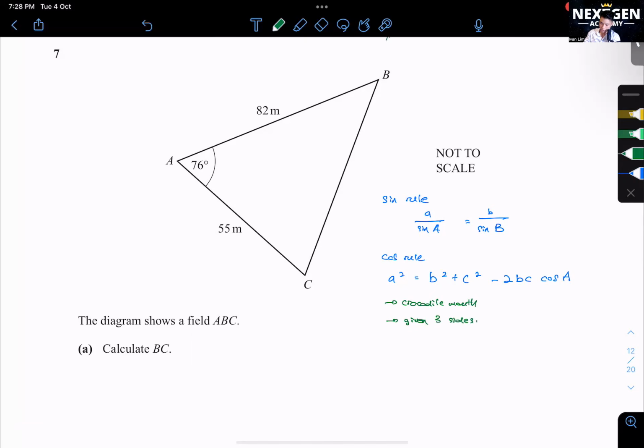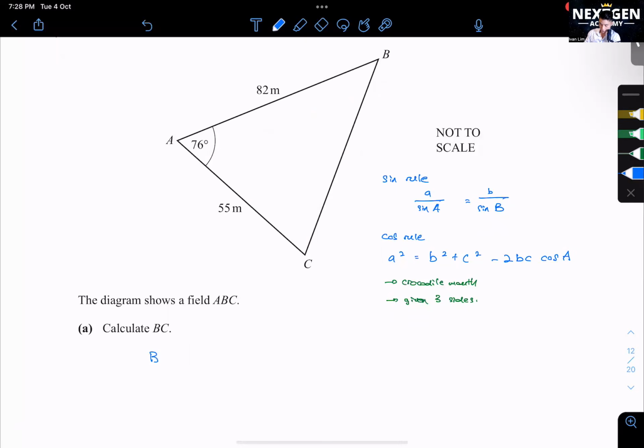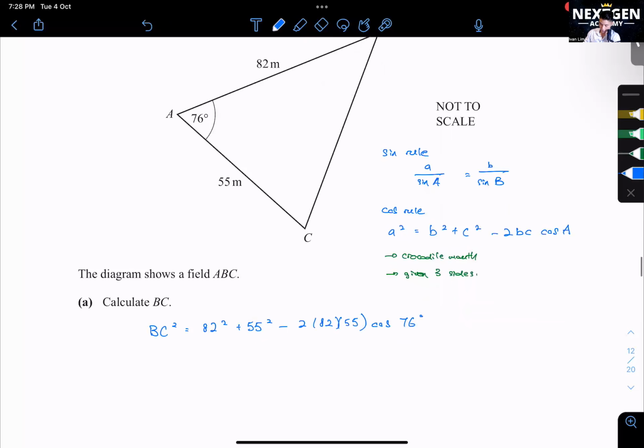Always remember this. You all see here, right? The crocodile mouth and then the tongue. Then they want us to find this one, right? So we use the cos rule for this. BC squared equals 82 squared plus 55 squared minus 2 times 82 times 55 times cos 76 degrees. Type this into the calculator, you'll get 9749 minus 9020 cos 76 degrees.